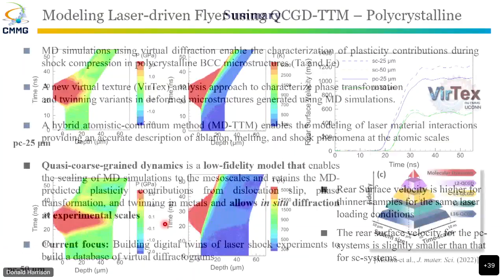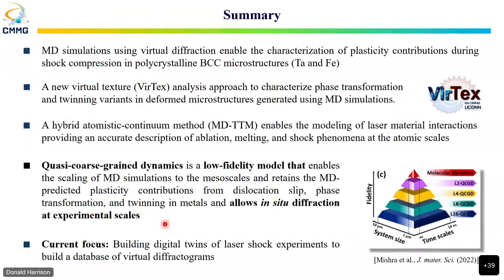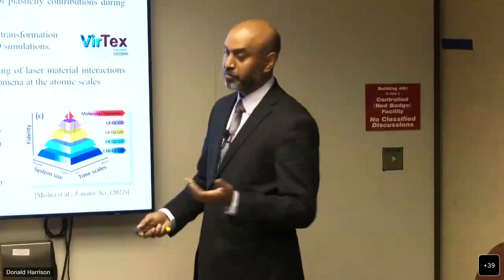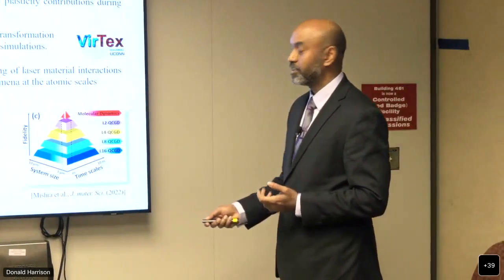With that, I'd like to summarize what we have been doing. We use MD simulations with virtual diffraction that allows us to characterize plasticity contributions. We have texture analysis, a code that allows us to look at phase and twin variants in microstructures. We have a method that allows us to model laser-material interactions so that we can mimic experimental conditions. And our coarse-graining methodology is a low-fidelity methodology that allows us to map the length and time scales of the experiments, and also allows in situ diffraction. One of our efforts is looking at building digital twins of these experiments.